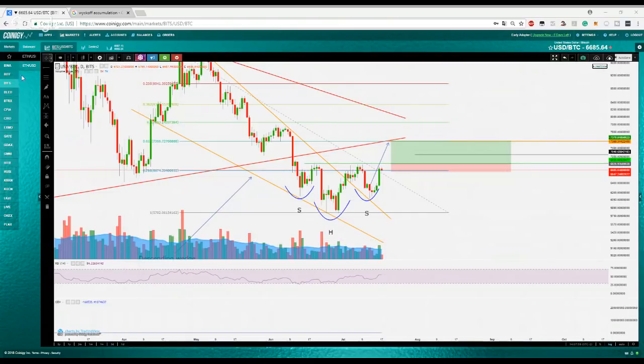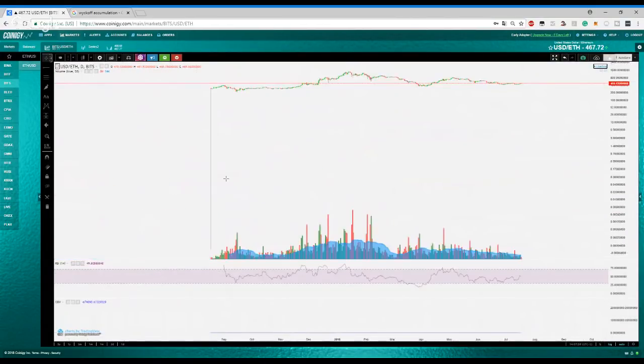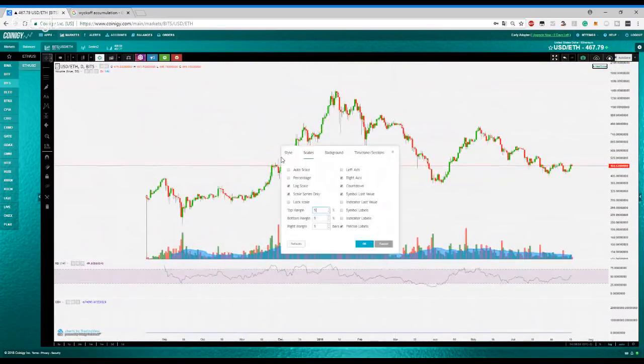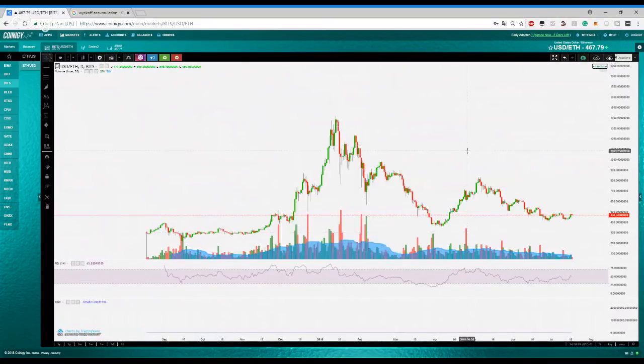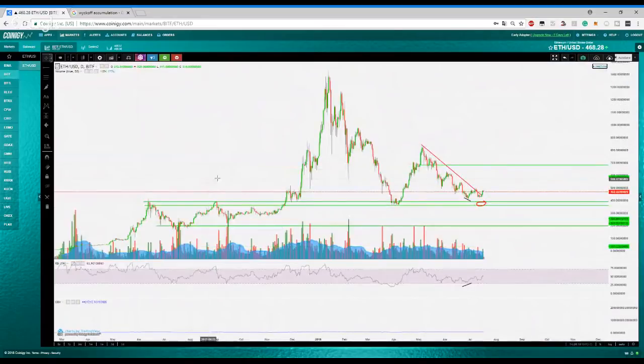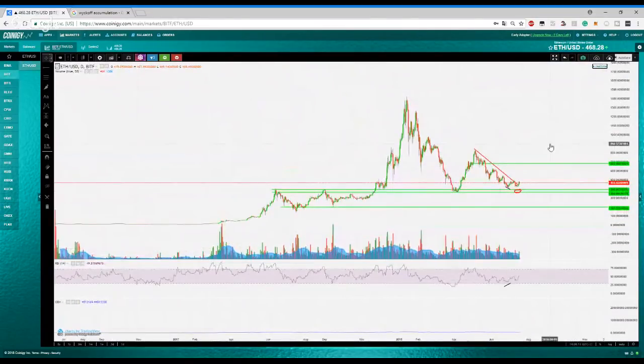Okay, so I'm going to assume there's no questions, which will bring us to Ethereum paired against USD. And I think we are still in the log scale. Let me remove this. Very nice. So here we have Ethereum paired against USD.